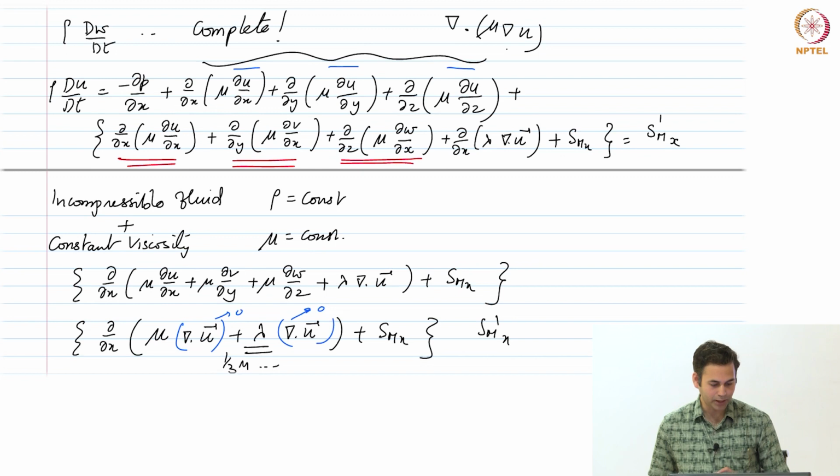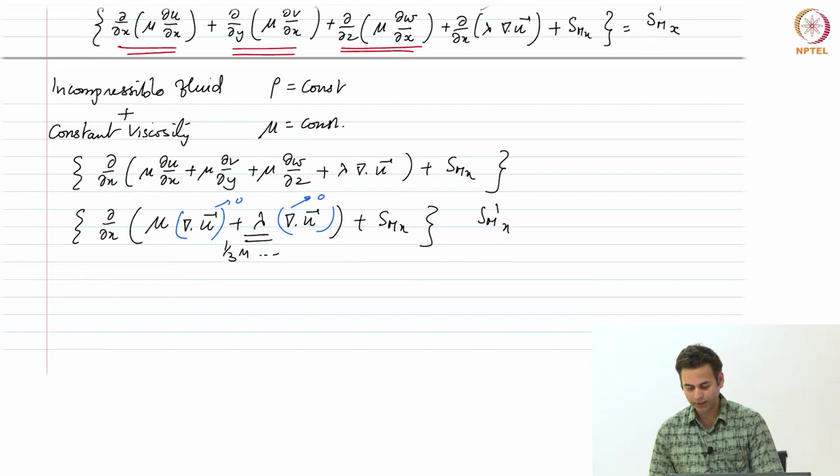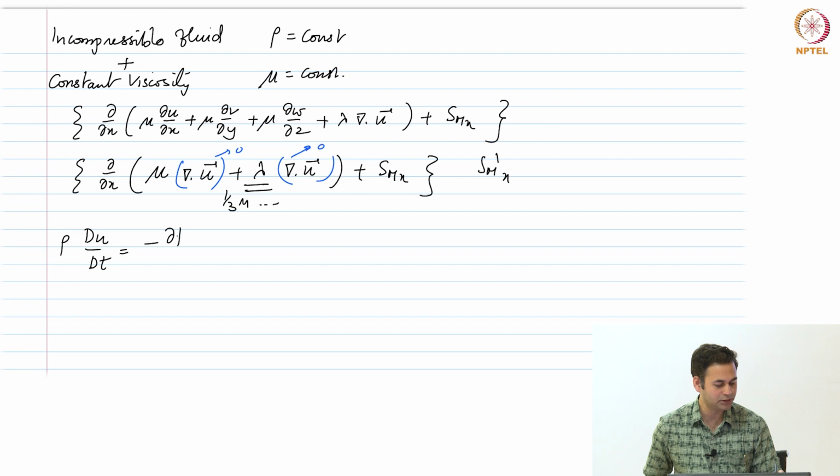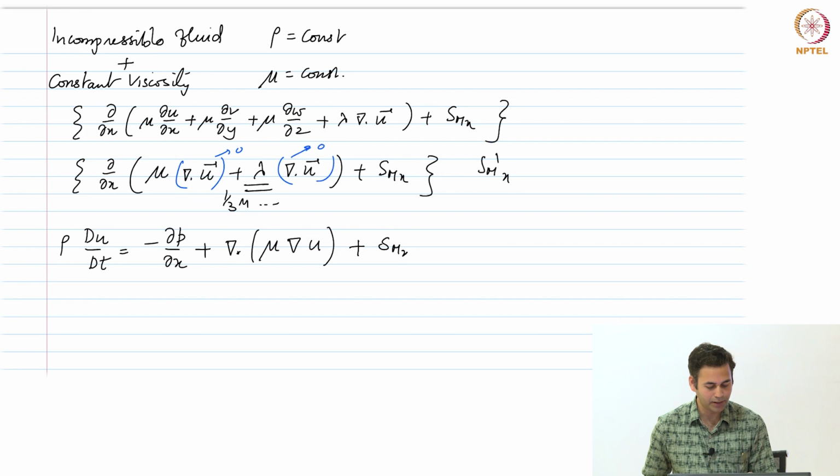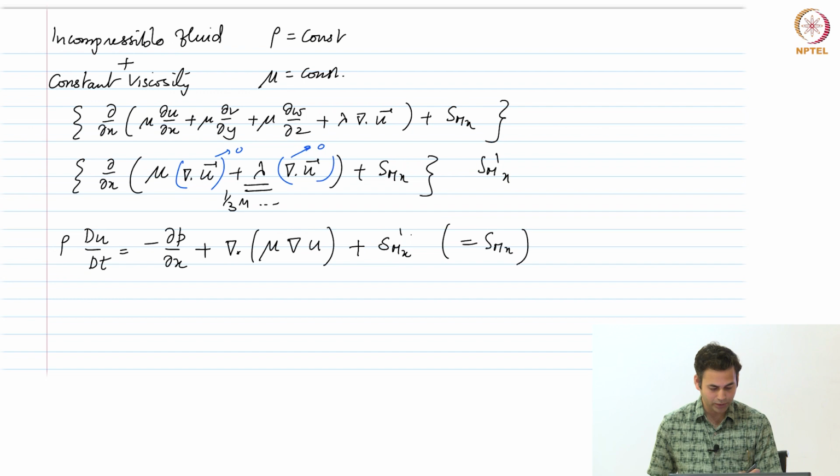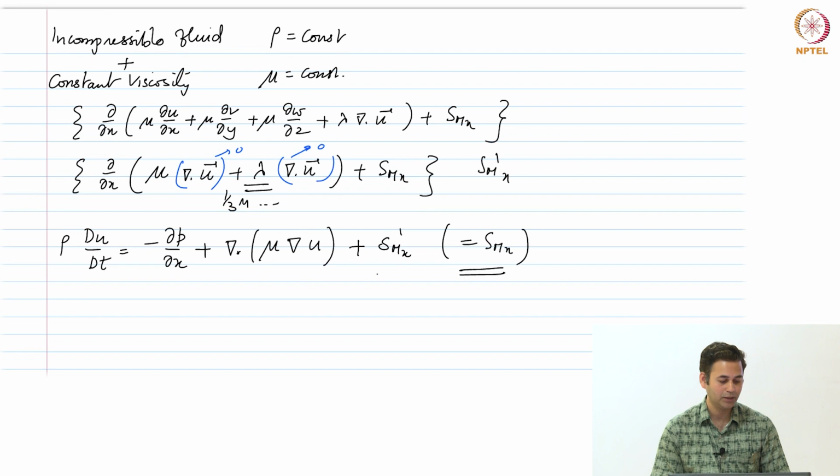Okay. Now we have made tremendous simplifications. So we're going to come down and write this in a nice way, which is rho du dt equals minus partial p partial x plus del dot mu grad u, plus I'm writing the source term, which is SMX prime, but we know that this is the same as SMX because we have incompressible flow with constant viscosity. So even if I leave out the prime sometimes, don't get confused, this is the same as SMX, whatever is brought about by the body forces. So this is for incompressible fluid with constant viscosity. Now the equation looks much nicer, much more pleasing, so we can probably work with this rather than with the previous gigantic expressions we had for the shear stresses.